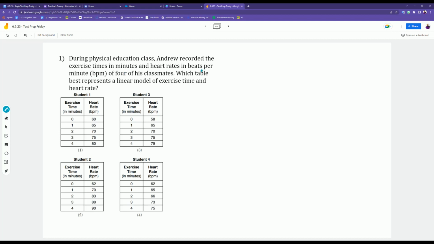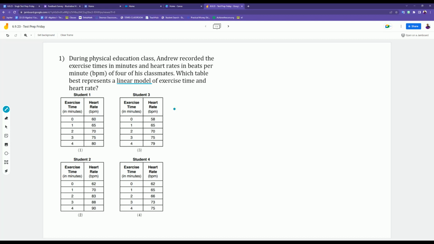Alright guys, so we're looking over the 5 questions from today's Regents review. During physical education class, Andrew recorded the exercise times in minutes and heart rates in beats per minute of his 4 classmates. Which table best represents a linear model of exercise time and heart rate?